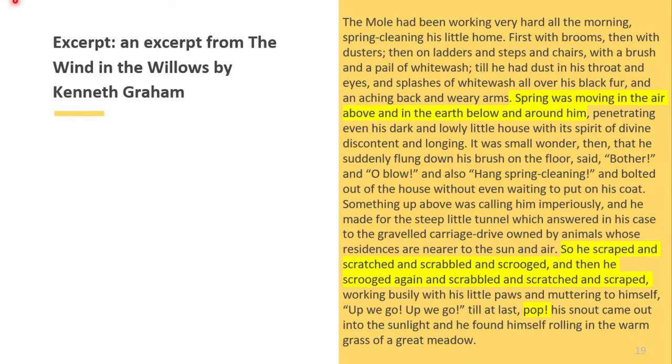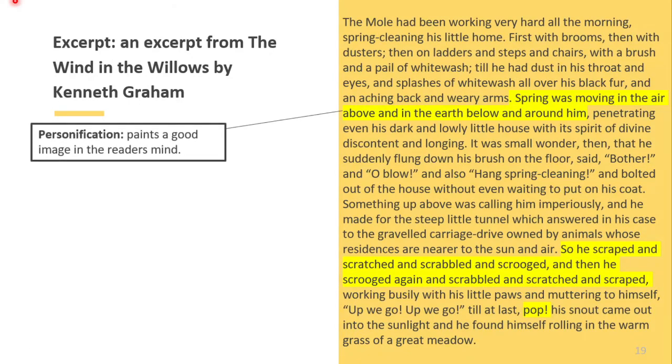Wasn't that lovely? Alrighty, now let's go to this line. This is personification, which paints a really good image into our minds. And also, it is personification because we all know spring doesn't really move. Spring isn't a person. So, hence personification. It isn't zoomorphism because remember, zoomorphism is when we give animal-like characteristics, but in this case we are giving human-like characteristics.